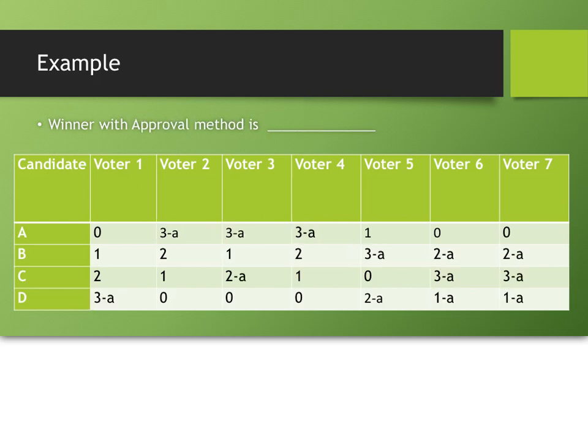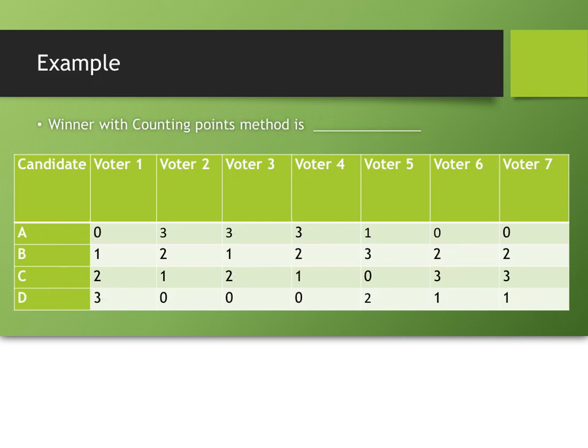All right, if we do the approval method, and by the way, these are the same numbers, and they're going to be the same numbers throughout most of the slide. With the approval method, A means the voter approved of them. Who wins in this case? Yeah, it's pretty clear that A got three approvals, B gets three, C gets three, D gets four, and you're done. So D wins the approval method.